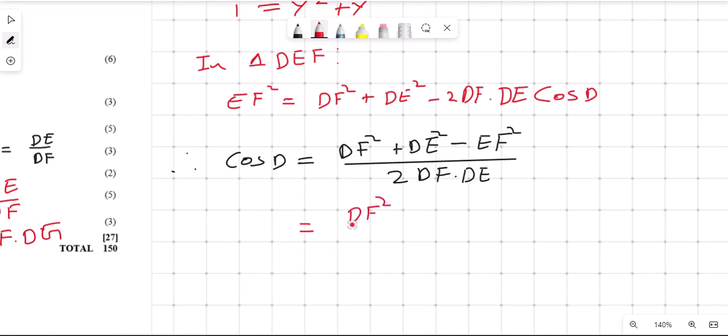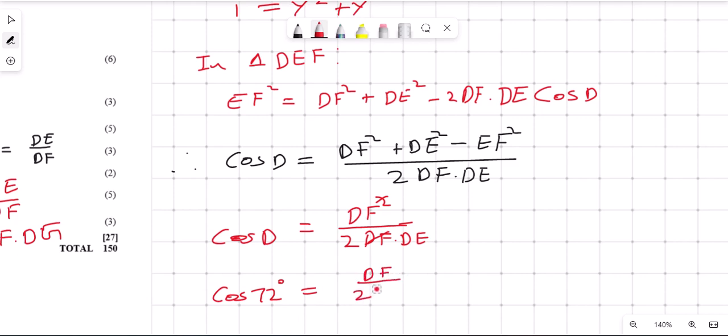This is equal to DF squared over 2 DF multiplied by DE. Is that correct? Yes. That is cos D. This one is obvious. This is 72. We can write cos 72 degrees. But the square will cancel DF. Then we have DF over 2 DE.